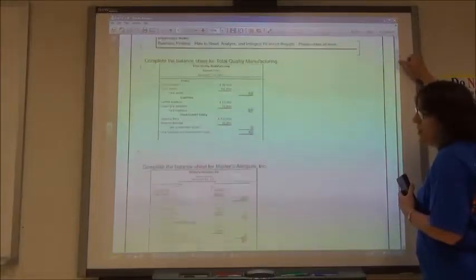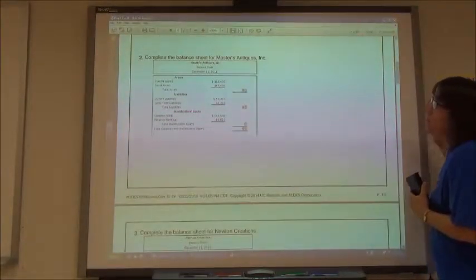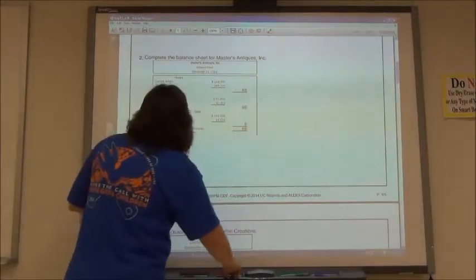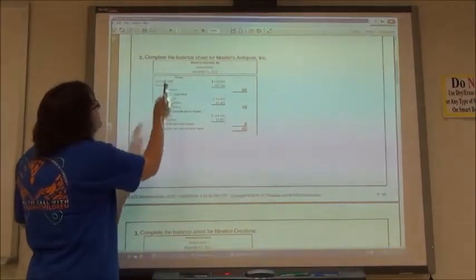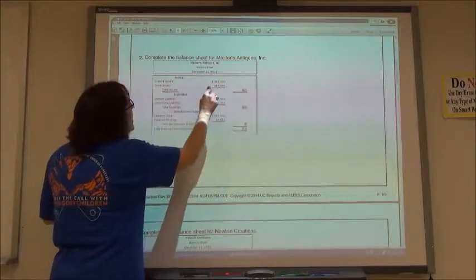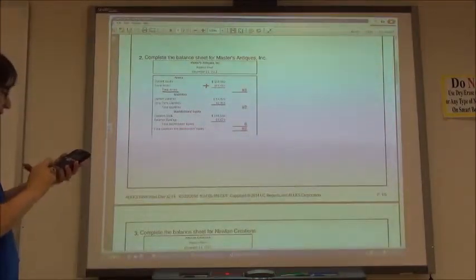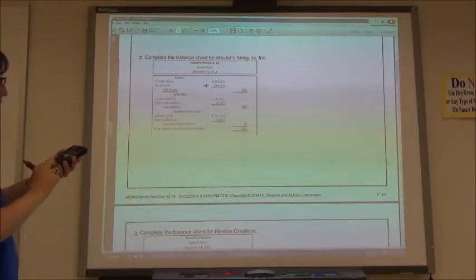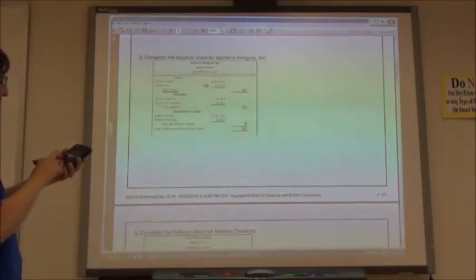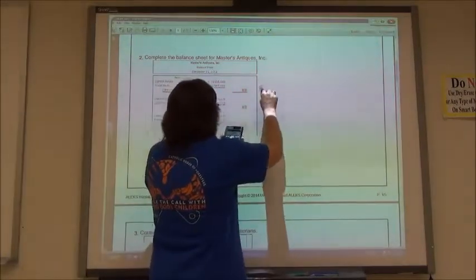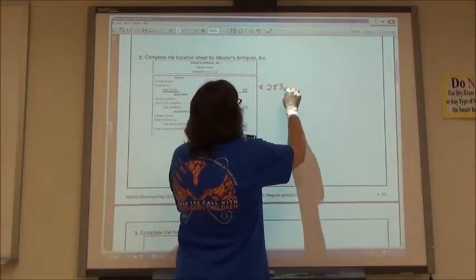So, going to the next one. Complete the balance sheet for Masters Antiques Incorporated. Again, I have my current assets and my fixed assets. I want to find the total of my assets, so I'm going to add those together. 116,000 plus 167,000 equals 283,000.